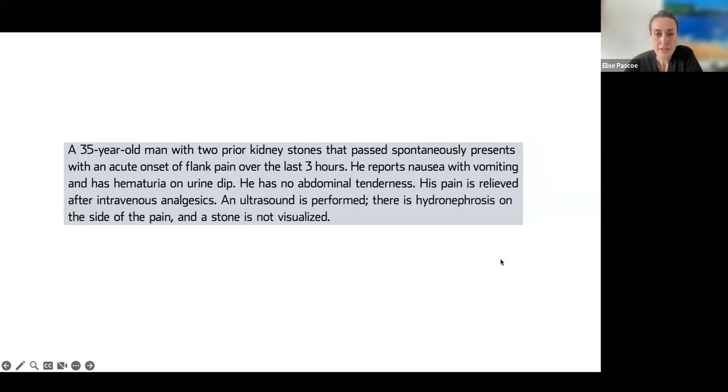Now this man, same guy, has had an ultrasound. There is hydronephrosis on the side that he's had the pain, no stone visualized. Would that change anything? Would you do anything differently, choose any other imaging at this point?